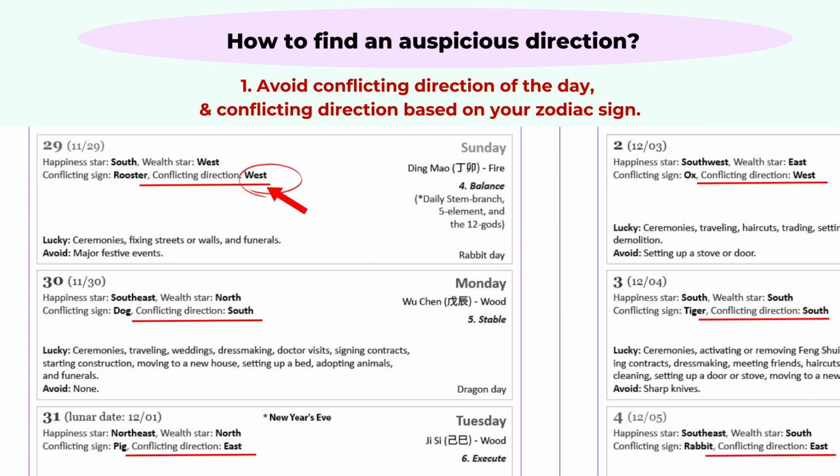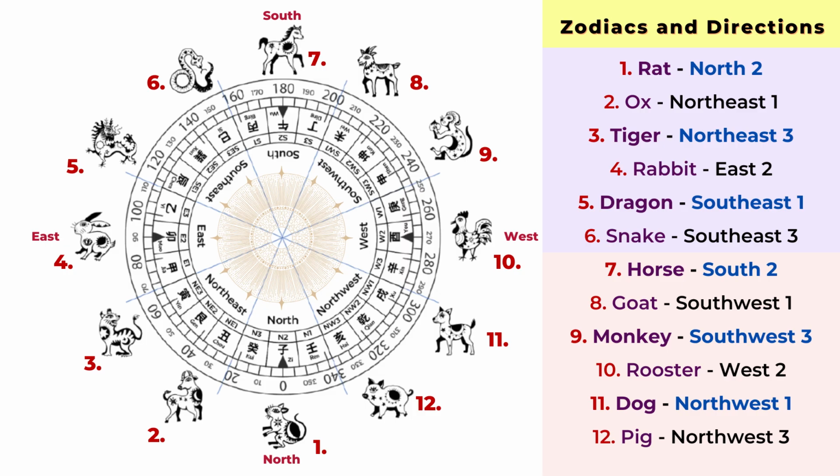Next, we'll look at how to pick an auspicious direction. First, we want to avoid conflicting direction. Conflicting direction is shown in the weekly section. It's basically based on the zodiac sign. But in the calendar, it's more simplified. It's either north, east, south, or west. If you want to be more precise, you can look at the zodiac wheel showing the direction of each animal sign. This chart is based on the 24 mountains or the 24 directions.